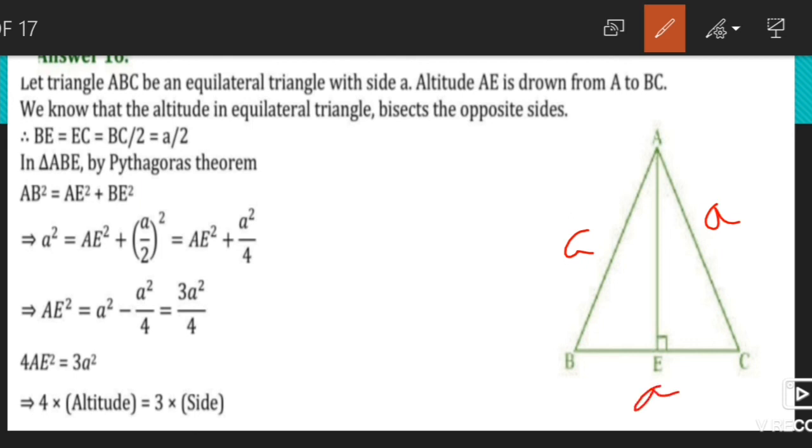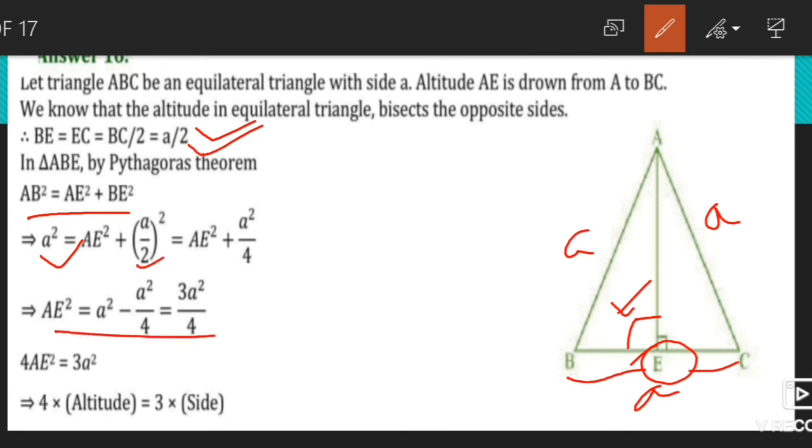Since for an equilateral triangle the altitude bisects the opposite side, you can say that E is the midpoint, or you can say that BE or EC length will be A by 2. Now triangle ABE is a right angle triangle, so you can use Pythagoras theorem and it will be AB square is equal to AE square plus BE square. Put the value of AB, which is A, and BE, which is A by 2. If you do the simplification, you will get the value of AE square is equal to 3A square by 4.